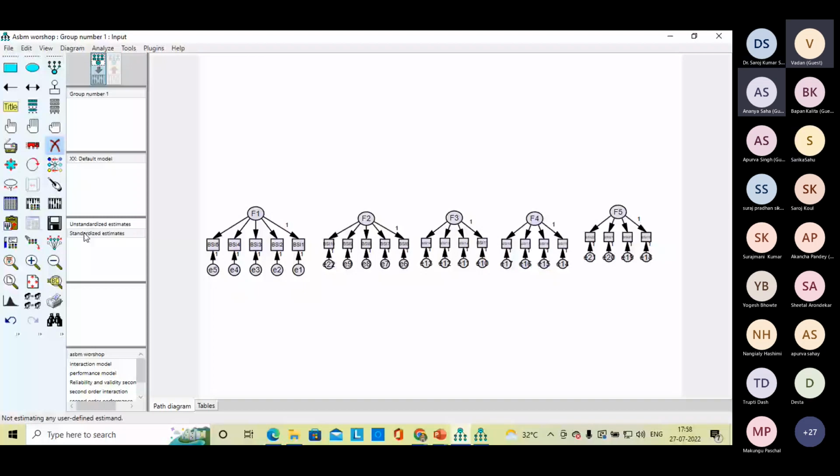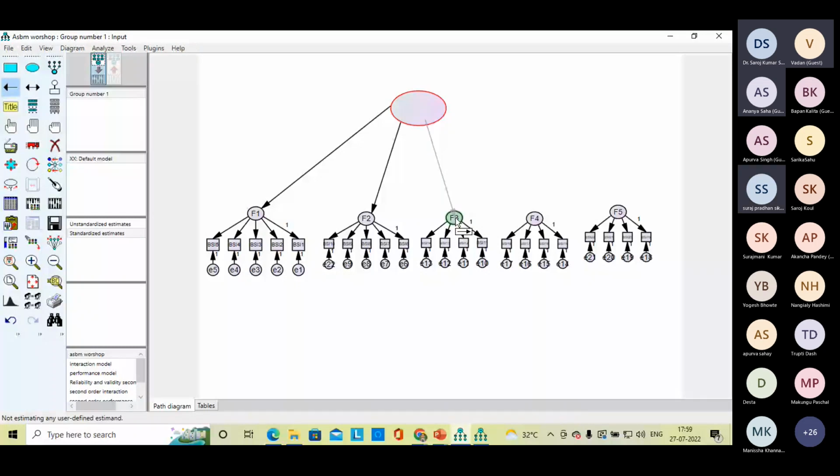Yes, sir. Now take the oval shape. Please click on the oval shape and make an oval here. Now connect it, very simply, by a single-headed arrow. I'm connecting it. Now I have done the second order CFA.